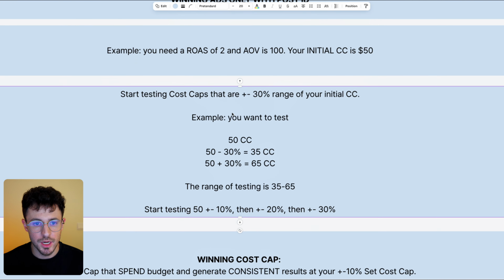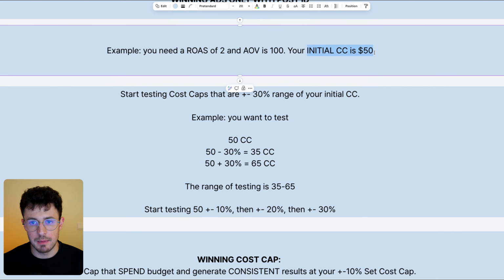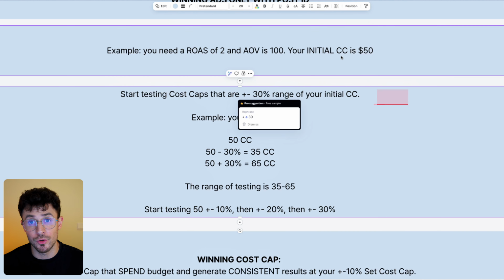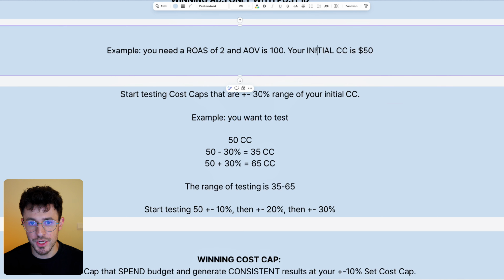So let's go here. Test cost cap. What you have to do, you have to find your initial cost cap. So in this case, for instance, it's 50. Cool. So now what you want to do, you need to set and test cost caps which are in the range between minus and plus 30% of your initial cost cap. Example again, 50 is your initial cost cap.